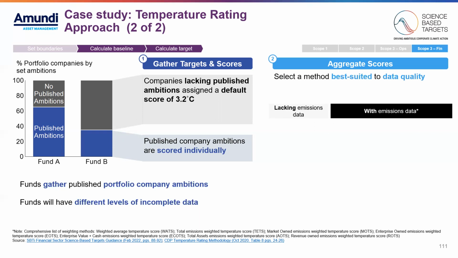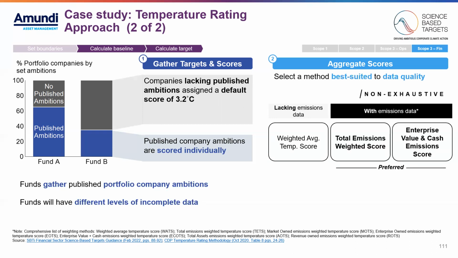The temperature rating guide outlines 7 different methods to aggregate and weight scores. Now, there's the weighted average temperature score for those financial institutions who are lacking emissions data. And there are 6 additional methods for those with emissions data, which includes both emissions-based and financial factors. Depending on the financial institution's strategy, they need to select the best fitting method. Those with poor emissions data can select the weighted average temperature score, as it doesn't require any estimated emissions. This, again, just measures weighting based on financial institutions' investments.